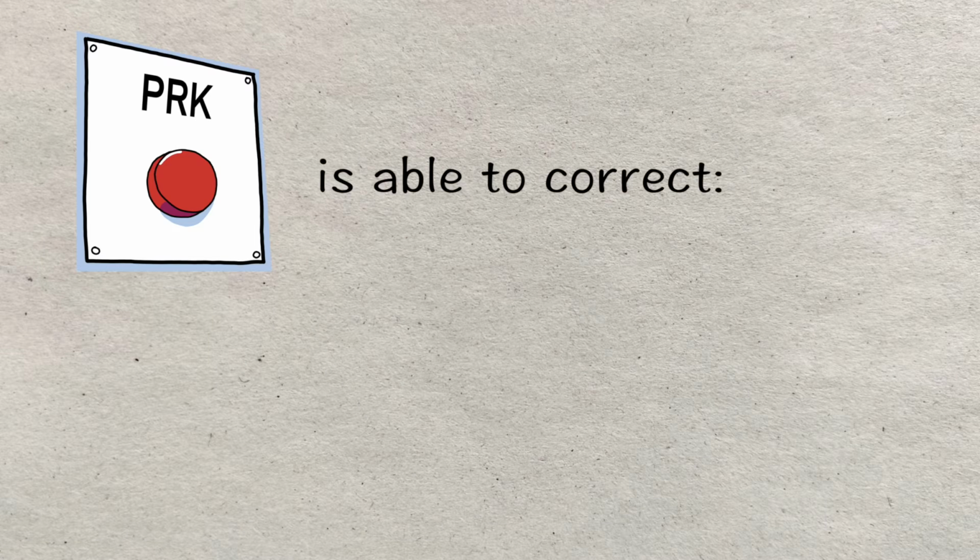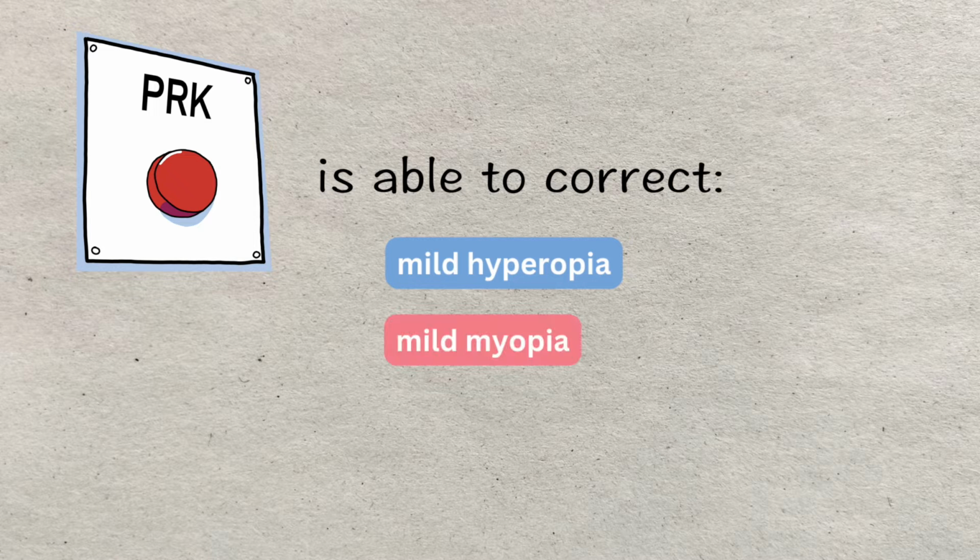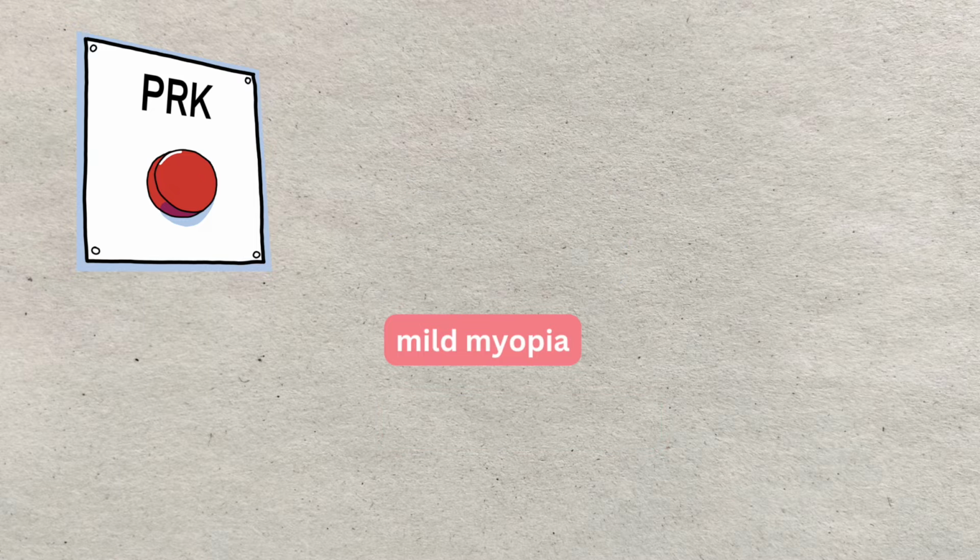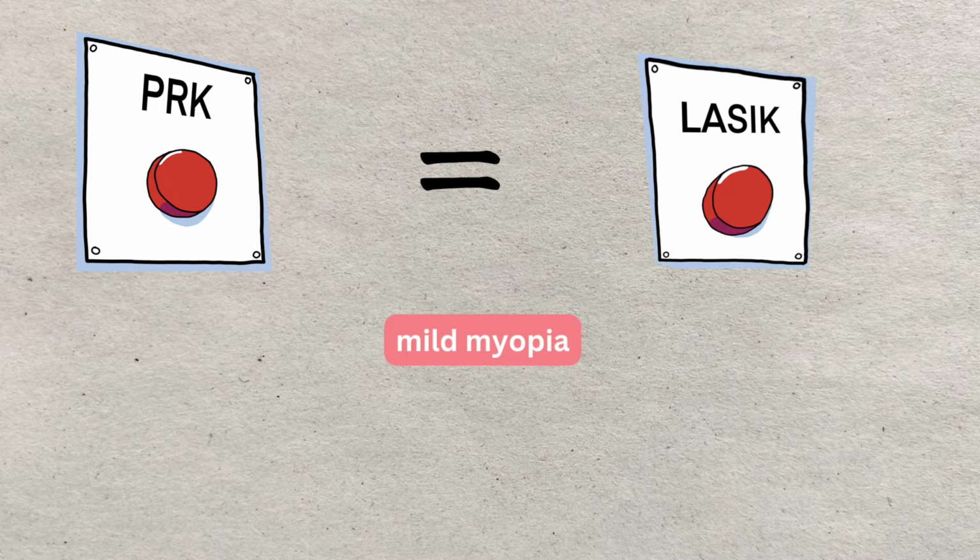For now, PRK is able to correct mild forms of hyperopia, myopia, and astigmatism, and has been shown to be just as effective at correcting myopia as LASIK.